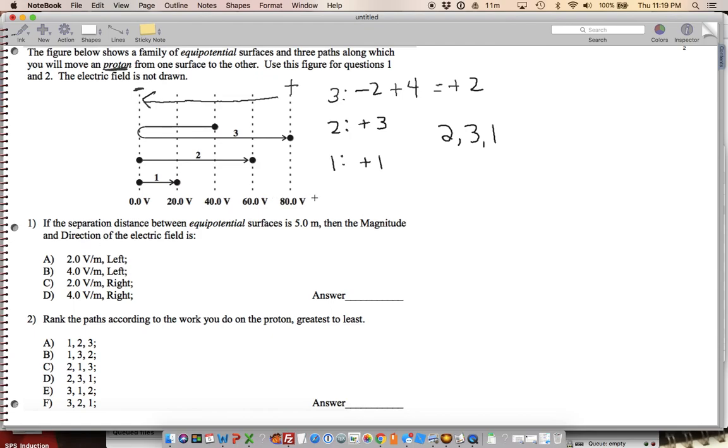Sorry about that. So I'm going to say, okay, well, I have an electric field, and the separation distance between the equipotential surfaces is 5, then the magnitude and direction of the electric field. So I'm doing magnitude, so that's the number, and then direction is the direction. I already said my electric field points from positive to negative always. So I know it points to the left, so I can get rid of C and D here. So I just have to figure out whether it's A or B.